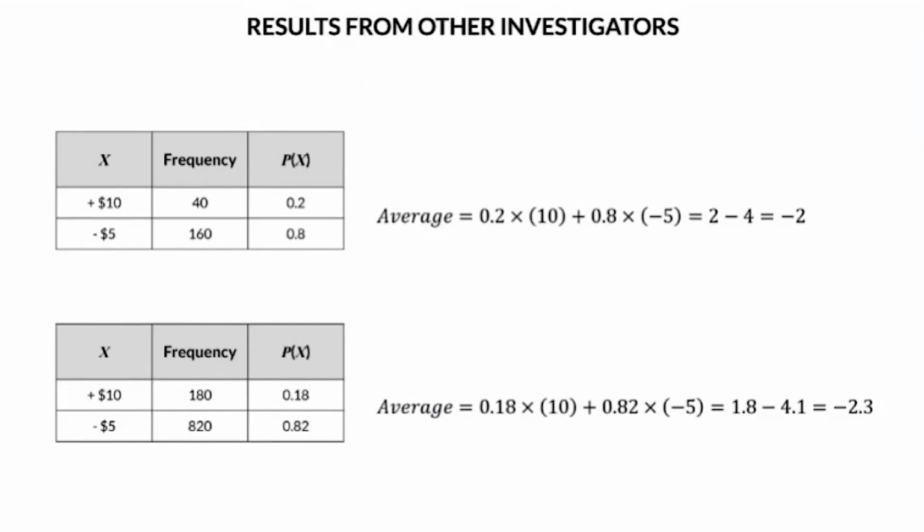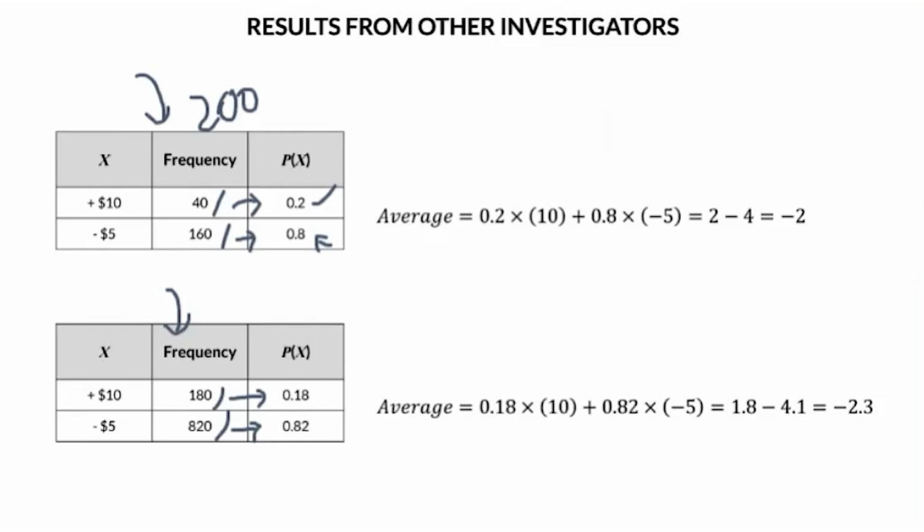Suppose we have results from other investigators. This investigator played 200 games, which is why the frequency is 40 plus 160 is 200. This investigator played 1000 games, 180 games and 820 games. So you can just convert these to probabilities. 40 by 200 is 0.2, and 160 by 200 is 0.8. 180 by 1000 is 0.18, and 820 by 1000 is 0.82.